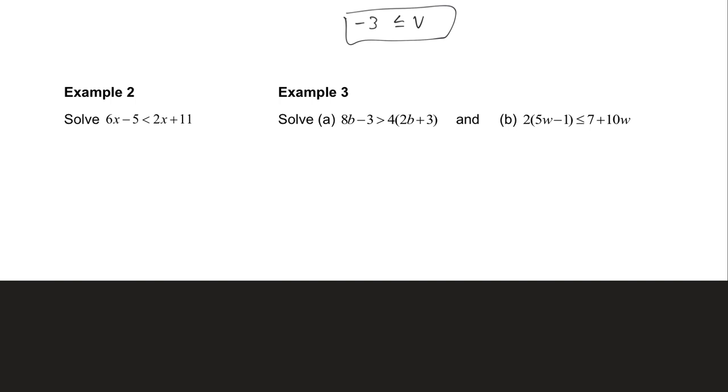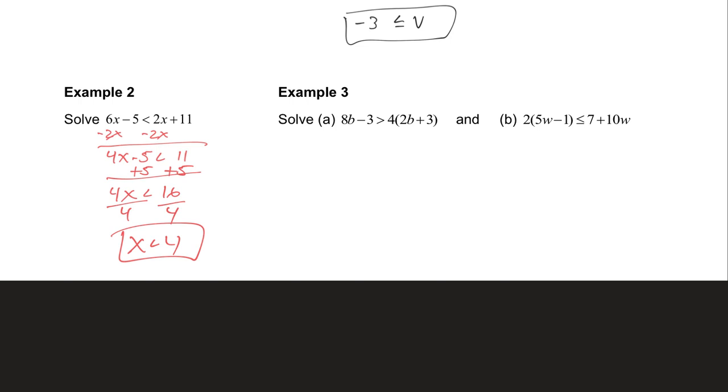So first thing I might move is I might subtract 2x from both sides. So I'm left with 4x. Sorry, I think I just drew a line over here. There we go. So we have 4x minus 5 is less than 11. Add 5 to both sides. And that's going to give me 4x is less than 16. Divide both sides by 4, and I get x is less than 4. Now this just said solve, it didn't say graph, so I'm not going to graph these.